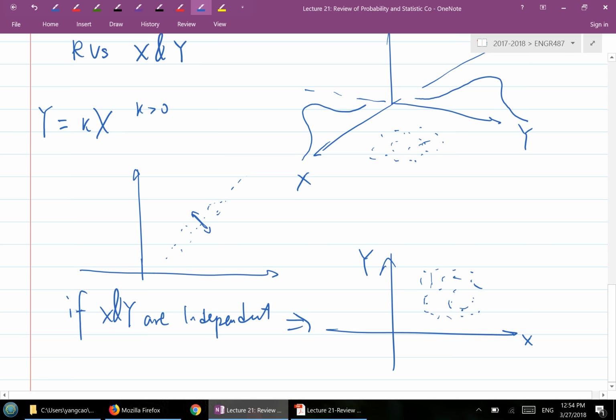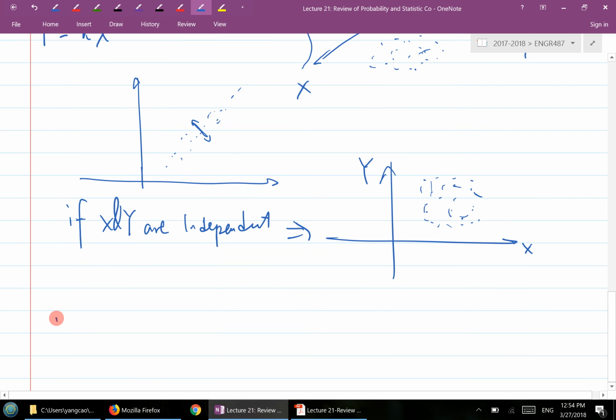So let's say for this particular case, if y equals x, so it's a straight line here, or let's say y equals kx, whatever number, with k greater than 0 again. What do you think the correlation coefficient would be?